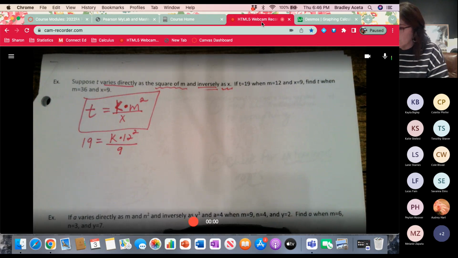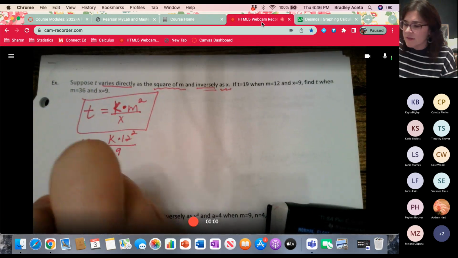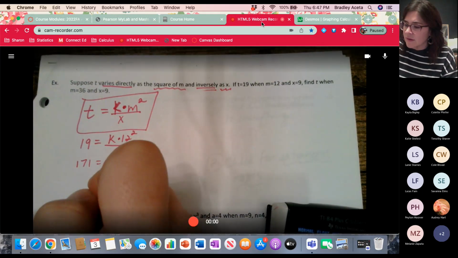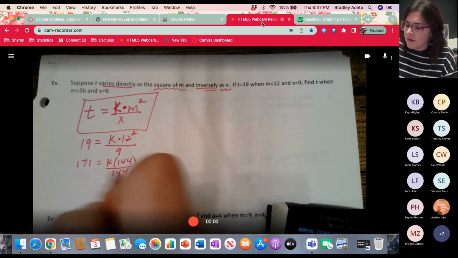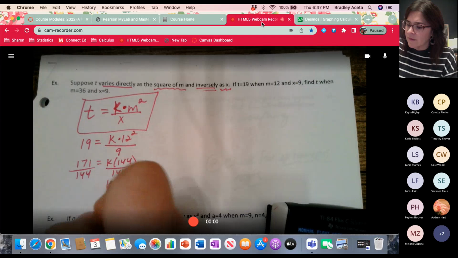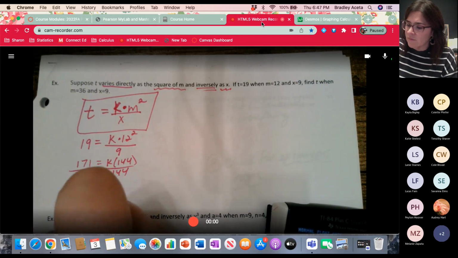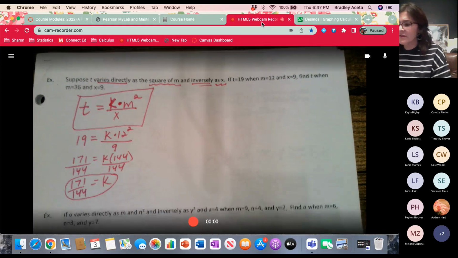So 12 squared is 144. Well, actually, let me do 19 times 9. So that's 171 equals k times 144. I'm going to divide by 144. All right, so k looks terrible. 171 divided by 144. That's okay. Keep that there. Solve for k.